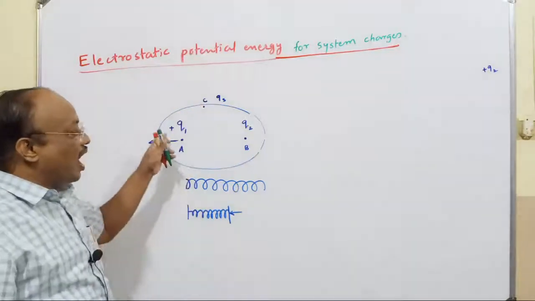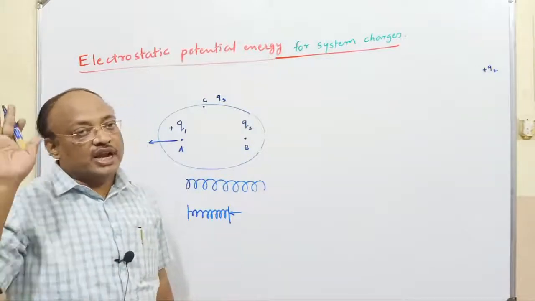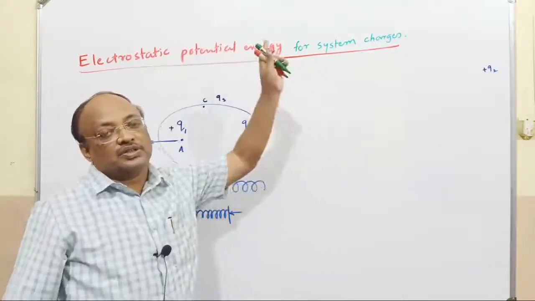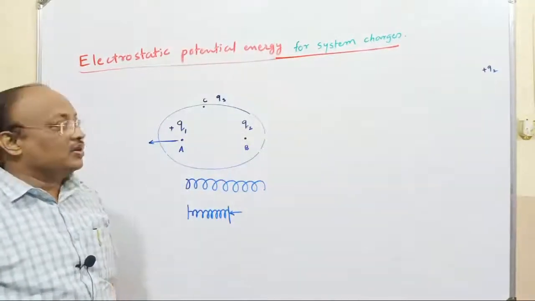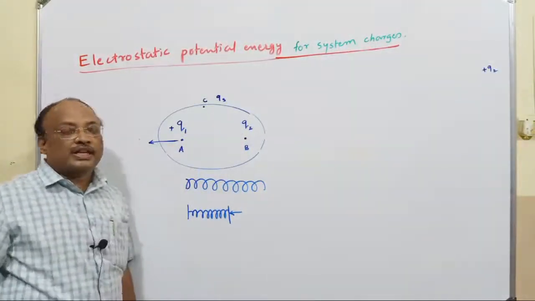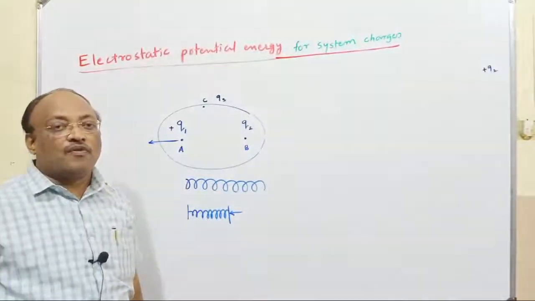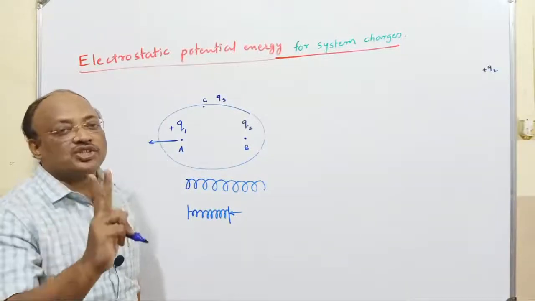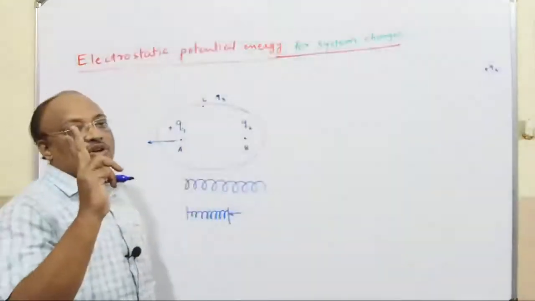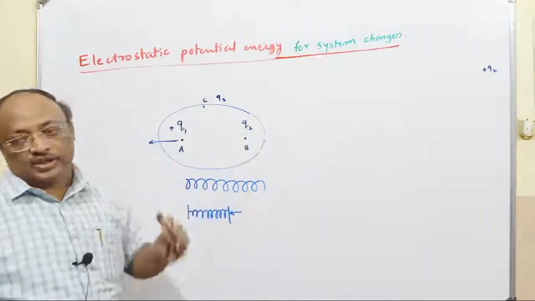So like this, electric potential energy for a single charge will not be there. It is always for a system of charges. So now we'll find out the expression for the electric potential energy for a system which consists of just two charges. A system of two charges, we will find out electric potential energy.